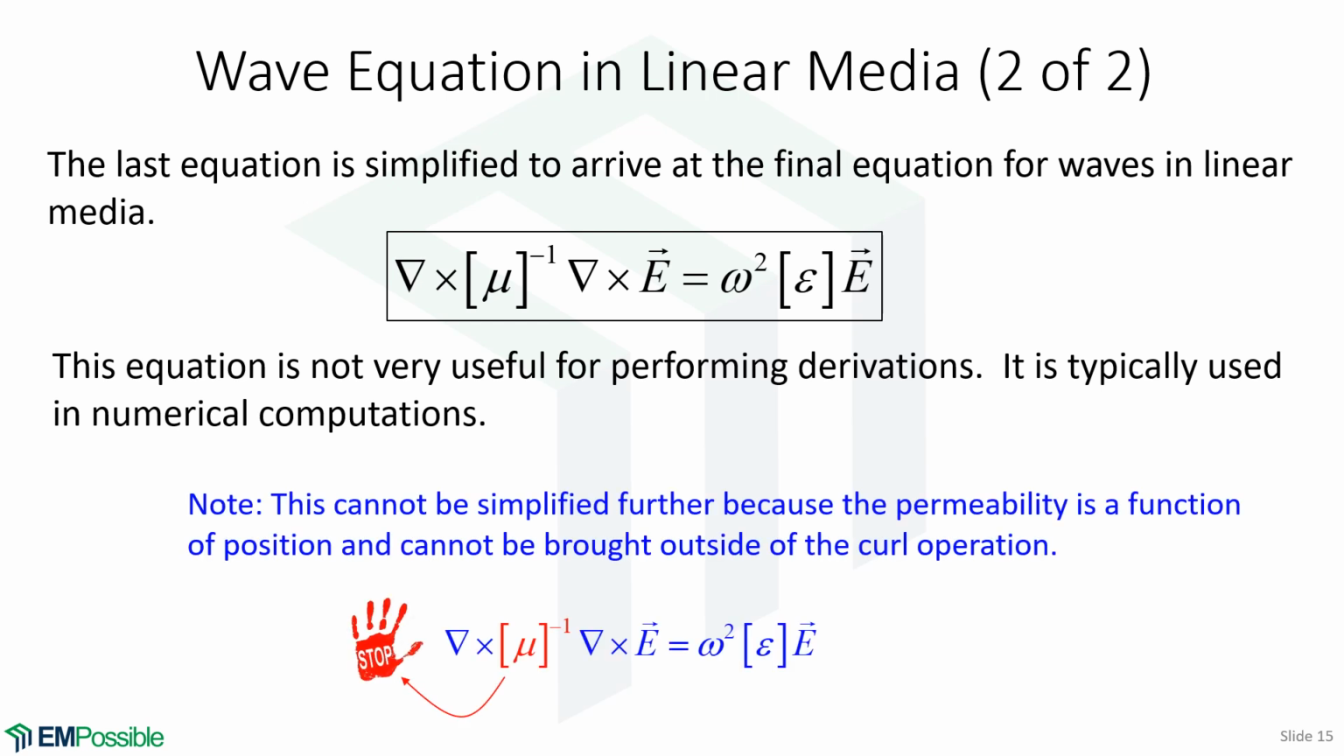That's because this is the most general case. This permeability here might be a function of position, in which case we can't just take it to the outside of the curl operation, which would let us simplify this, because the curl operation is spatial derivatives, and if this is a function of position, that's not a zero thing, and we can't bring that to the outside. So for the general case, this is our wave equation.